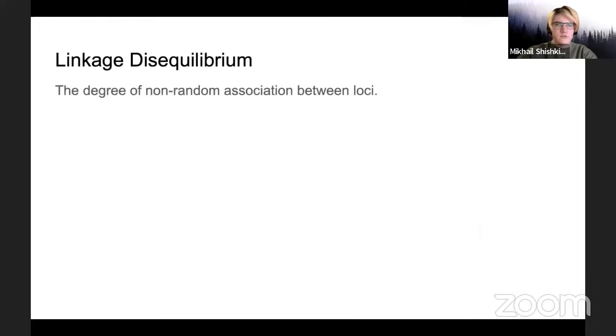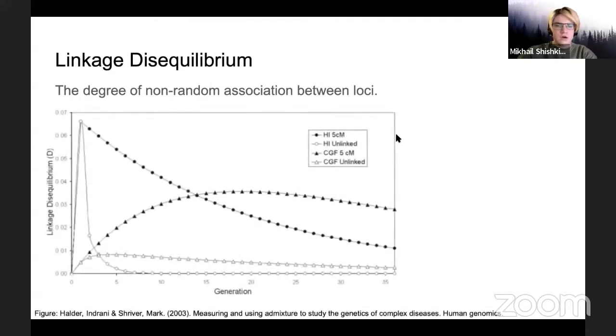Our approach is based on linkage disequilibrium, and LD, like I already said, is a degree of non-random association between loci. When an admixed population is founded, it starts with a large amount of admixture linkage disequilibrium, and then it fluctuates and decreases as a result of recombination and genetic drift, and increases because of additional waves of migration.